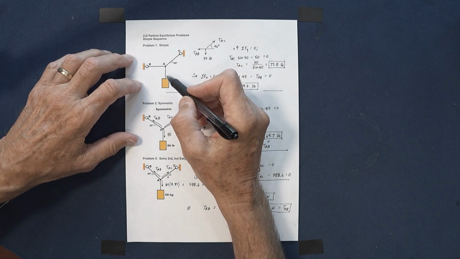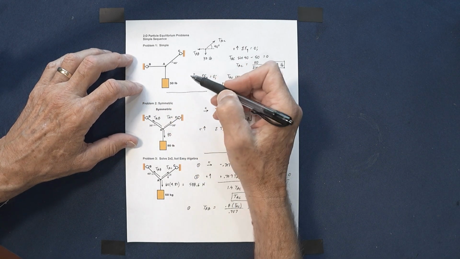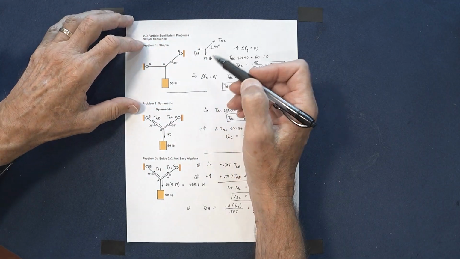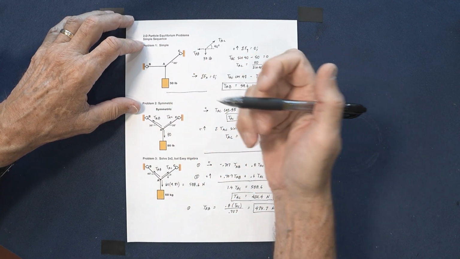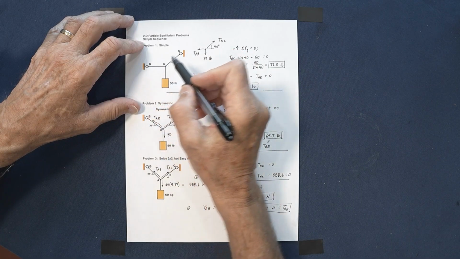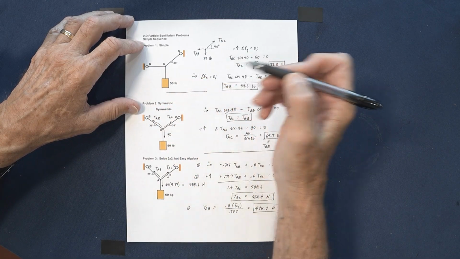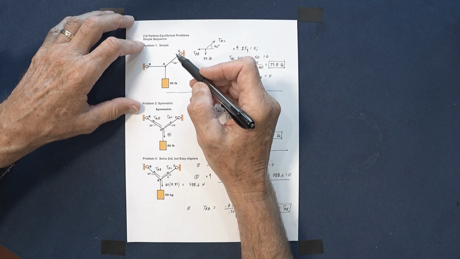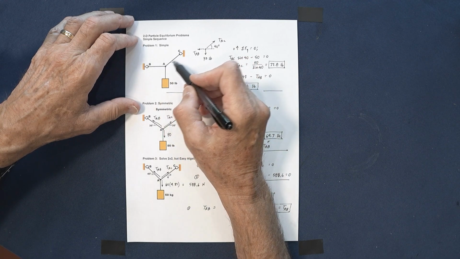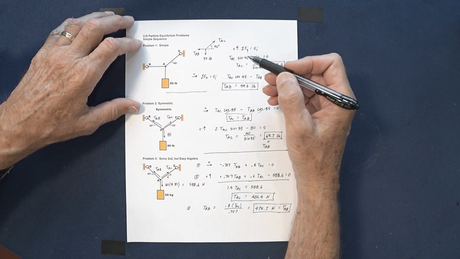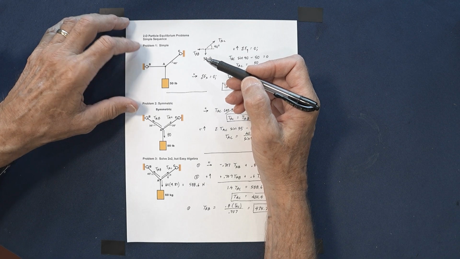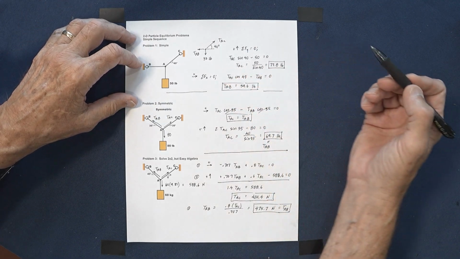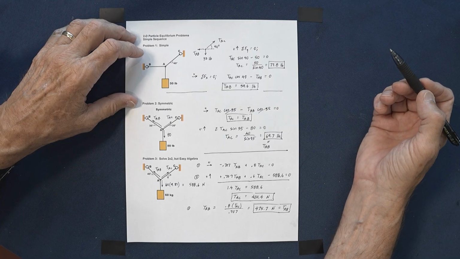So problem one, we basically have a 50-pound weight. This is in a vertical plane. It's suspended from a ring or a point at point A. There's a cable AB and a cable AC, and we want to find the tensions in the cables AB and AC. First of all, you have to draw a free body diagram of something on which you can write your equations.